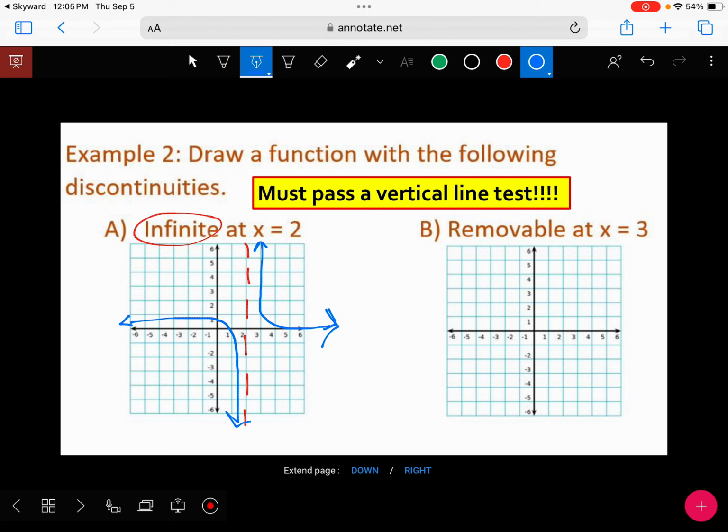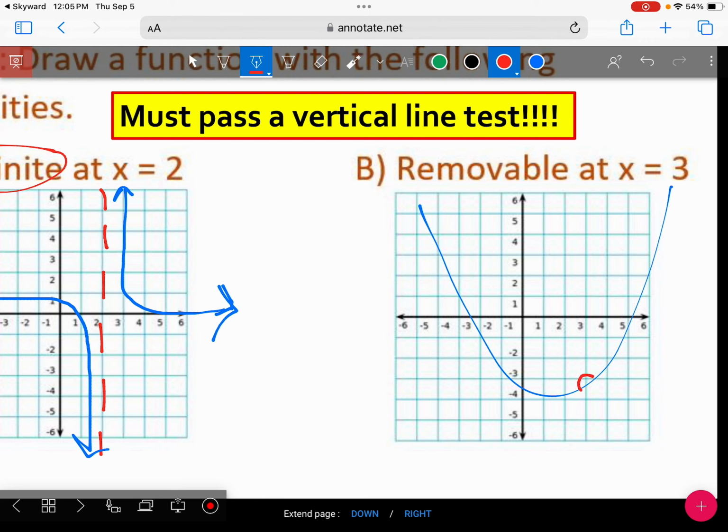For a removable, I would encourage you to draw any kind of graph you want to draw. Okay? Draw a graph. You can draw a parabola. And then at 3, put a hole. Or you could draw a straight line. Put a hole at the 3. You can draw just about anything you want to draw. I'm going to just make it simple, and I'm going to draw just a horizontal line. And then at 3, anywhere along this line. It doesn't have to be at 0.